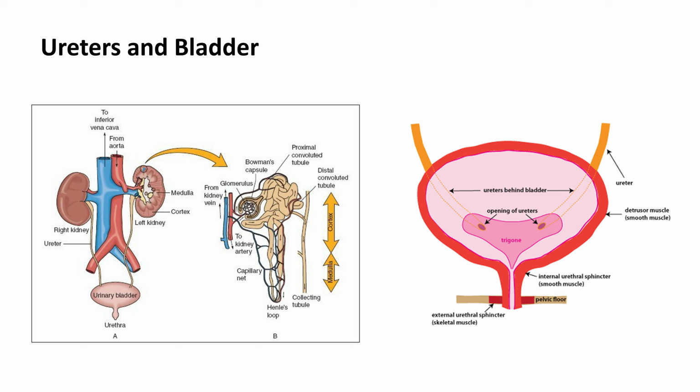Let's go into your ureters and your bladder. So your ureters are fibromuscular tubes. They're going to propel your urine from your kidney pelvis to the urinary bladder. They run retroperitoneal to the posterior floor of the bladder. They're about 27 centimeters long, okay?